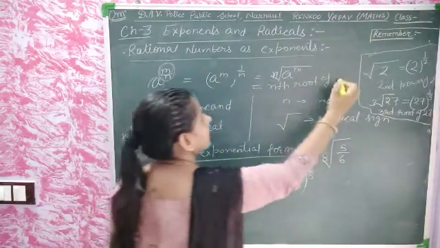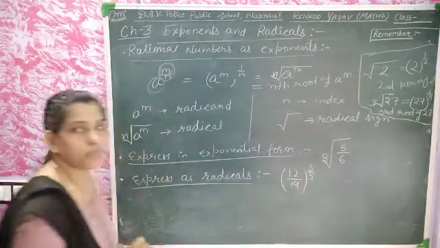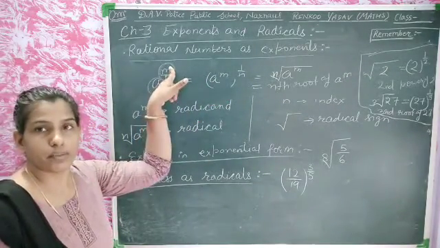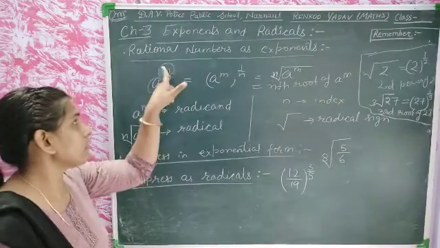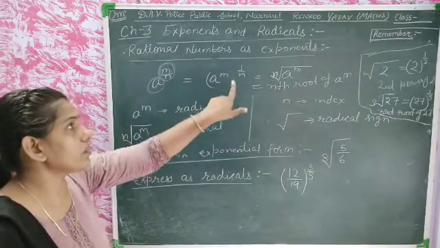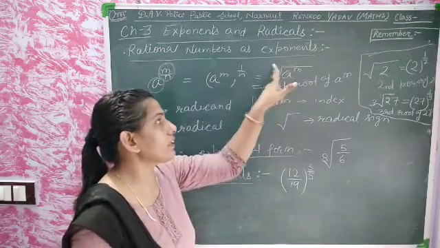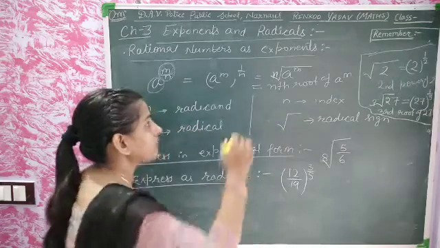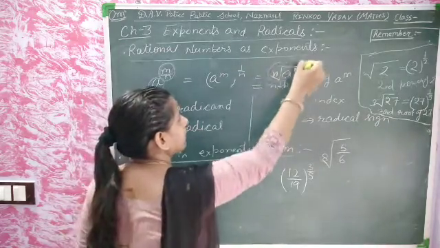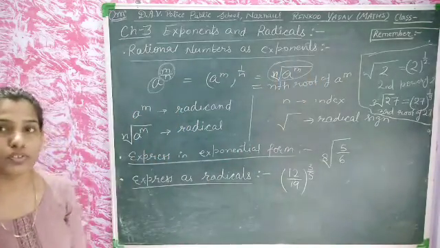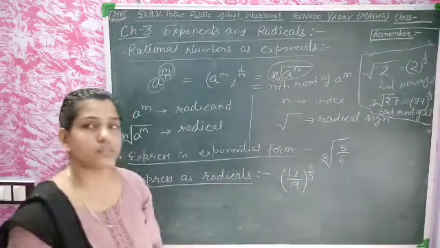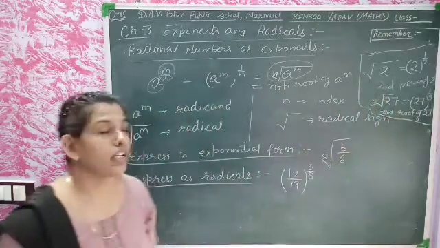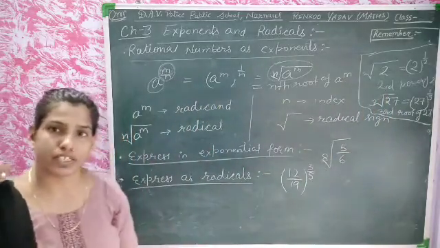The nth root of which number? Here it is a to the power m. This m is the numerator. Is this clear, students? a to the power numerator, and its radical power is the nth root. The nth root of a to the power m is represented like this. Students, you have understood this. If you have done these questions already, then you will understand these very easily.